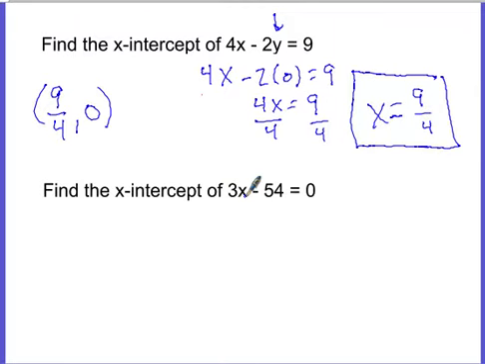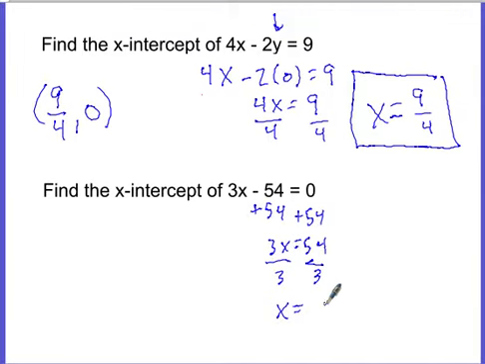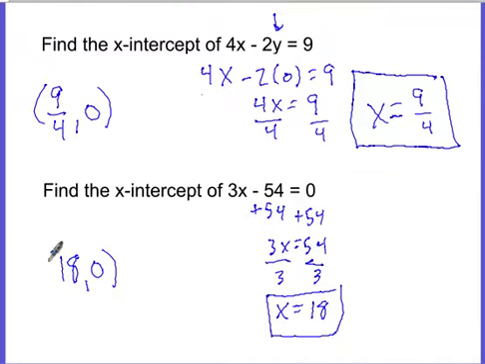Find the x-intercept of this guy, 3x minus 54 equals 0. What's up with this? You need to add 54 to both sides. Okay, just solve it. 54 to both sides. 3x equals 54. Divide by 3. So x equals 18. All right. This one's different because I could write this one as an ordered pair since I know it's the x-intercept at 18 comma 0.